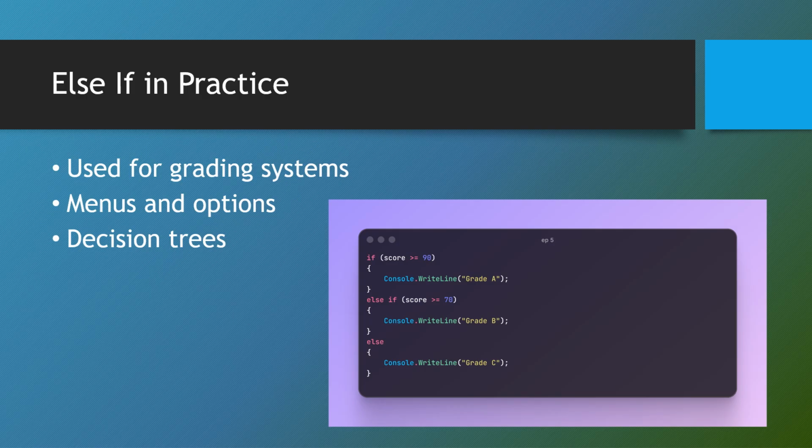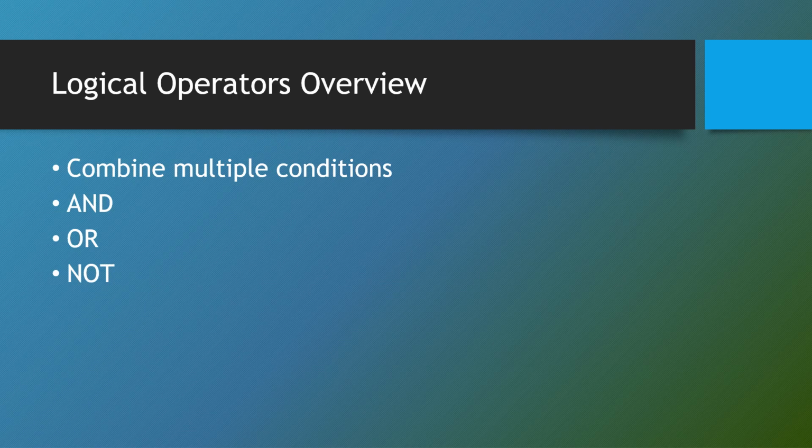Now let's talk about logical operators. This is where real power starts. So far, every condition you've written checked only one thing. But real programs often need to check multiple things at once. That's where logical operators come in. Logical operators allow you to combine conditions into a single decision. There are three core logical operators you need to understand: and, or, not. Once you understand these, your decision-making abilities in C# will level up significantly.